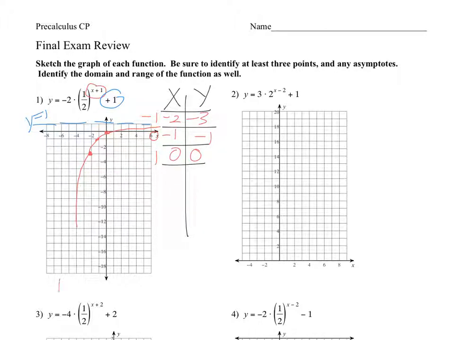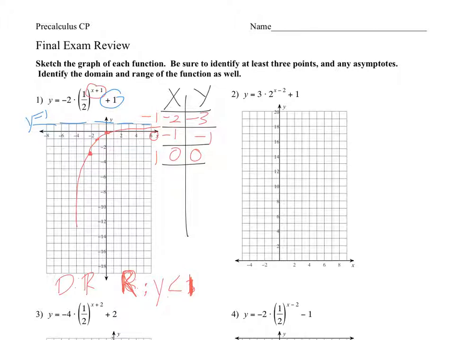The domain of this graph, like the domain for all exponential equations, is going to be all real numbers. The range of this graph is going to be based on the horizontal asymptote. It should be just a normal r instead of the r that means all real numbers. The range of this is going to be everything less than 1. So y is less than 1 for this graph.